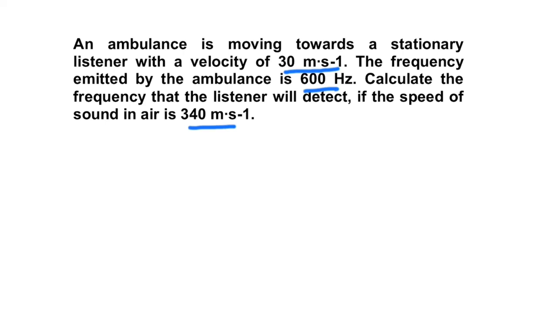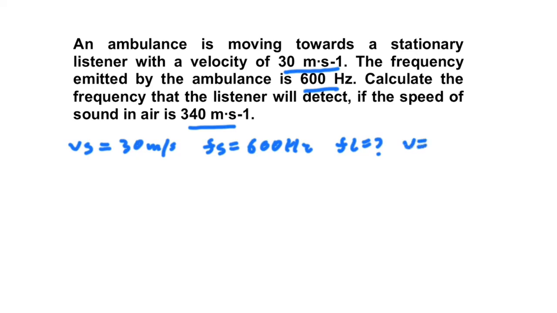So let's go ahead and take a look. The velocity of the sound source is 30 meters per second. So let me write that down. And then the frequency emitted is 600 Hz. So FS, frequency emitted by the source, that is 600 Hz. Calculate the frequency that the listener will detect. So we are interested in FL. If the speed of sound in air is 340 meters per second, so we have V being equal to 340 meters per second. The ambulance is moving towards a stationary listener. So VL is equal to 0. Our listener is stationary.